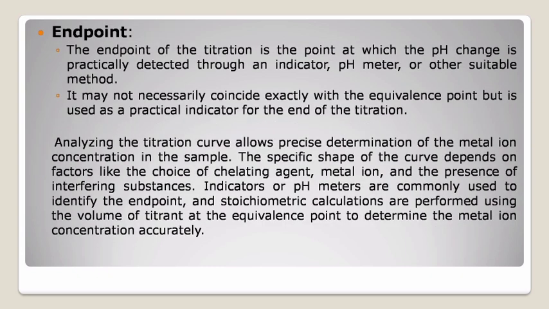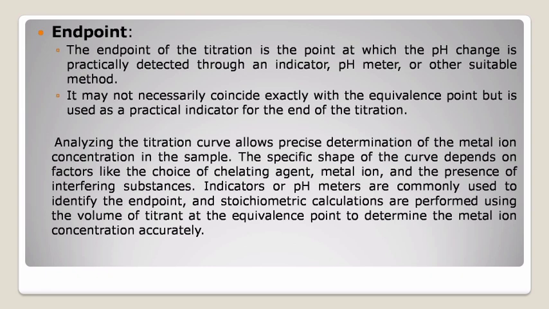7th. Endpoint. The endpoint of the titration is the point at which the pH change is practically detected through an indicator, pH meter, or other suitable method. It may not necessarily coincide exactly with the equivalence point but is used as a practical indicator for the end of the titration. Analyzing the titration curve allows precise determination of the metal ion concentration in the sample.